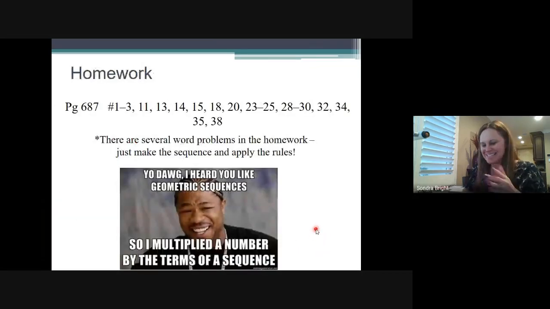All right, that's it. Here's your homework. There are several word problems in the homework. Just make a sequence and then apply the rules. Don't skip them. They're not hard. Just make a sequence out of what they gave you.